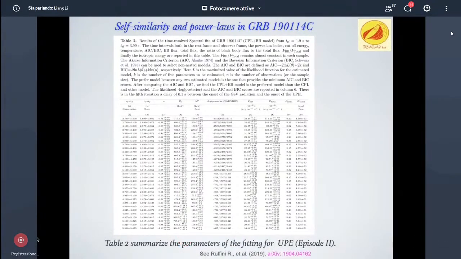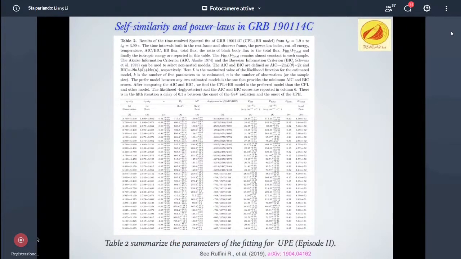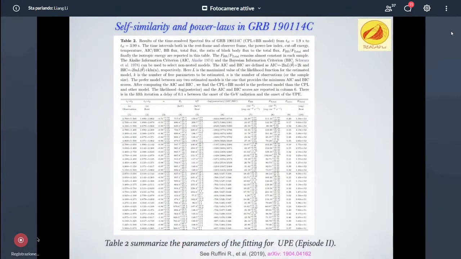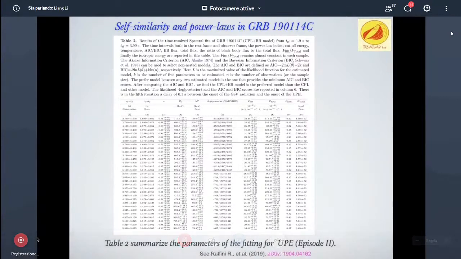From the third to the fifth columns, we list the best-fitting parameters. These parameters include the low-energy index, the peak energy, and the temperature from the Band plus black body model fittings. The sixth column is the posterior BIC and AIC statistical values, which we can use to indicate how well our data fit the models.